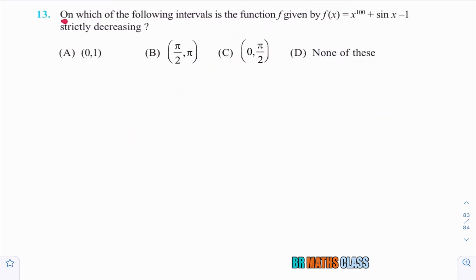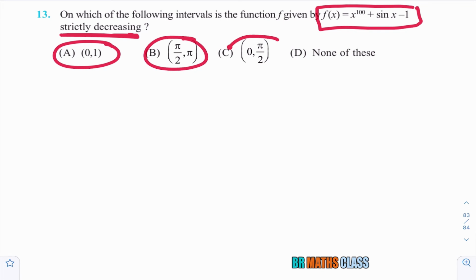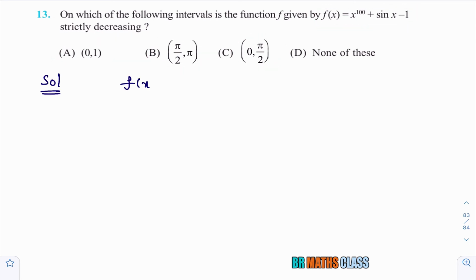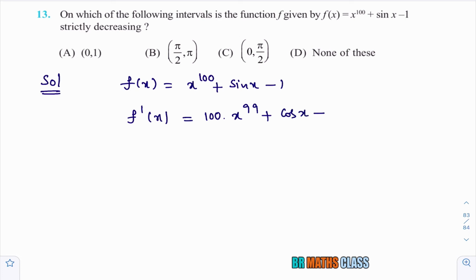You observe this question. On which of the following intervals the given function is strictly decreasing? So what I'll do first, I'll differentiate this. I'll check that its derivative is strictly less than 0 on which interval. On which interval given function derivative is strictly less than 0, on that interval given function is strictly decreasing function. Given function is f of x equal to x power 100 plus sin x minus 1. You differentiate it, f dash of x, derivative of x power 100 is 100 into x power 99 plus derivative of sin x is cos x minus derivative of 1 is 0.